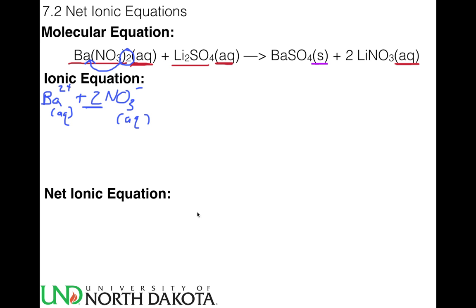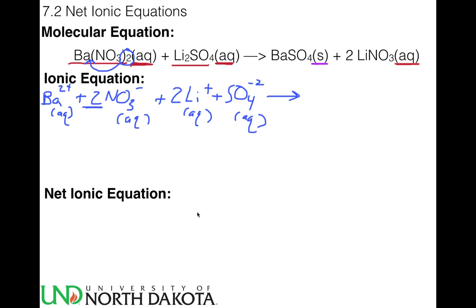Something similar for lithium sulfate here. Lithium sulfate will dissociate into 2 lithium ions and 1 sulfate ion, SO4, with a -2 charge. So you can see it's very important to go back and refresh your memory on these polyatomic ions to remember the charges and to be able to identify their formulas. Alright, so we have our 4 aqueous ions on our reactant side.